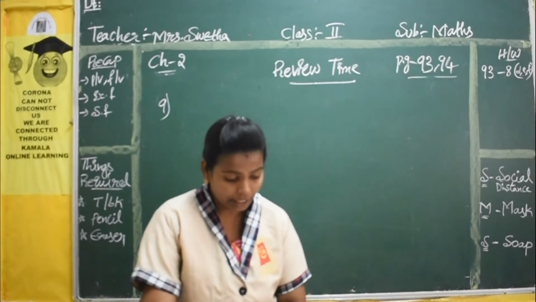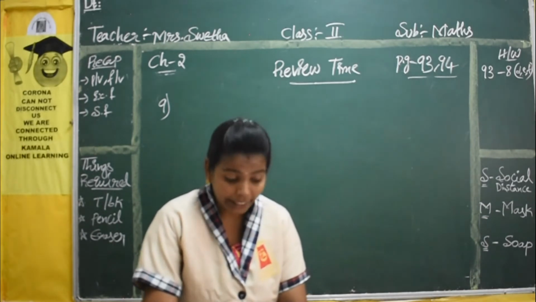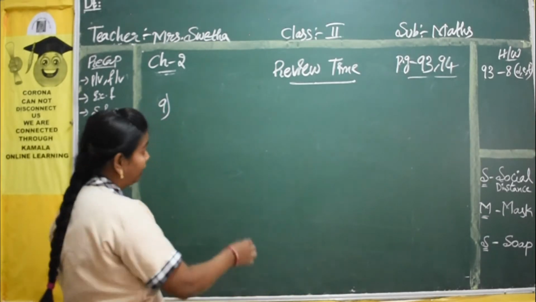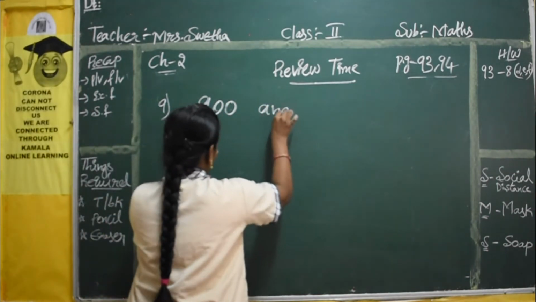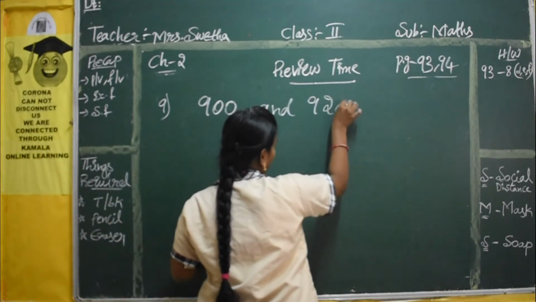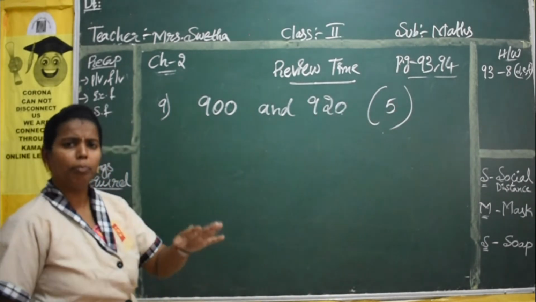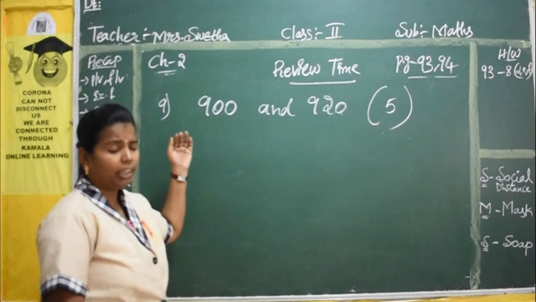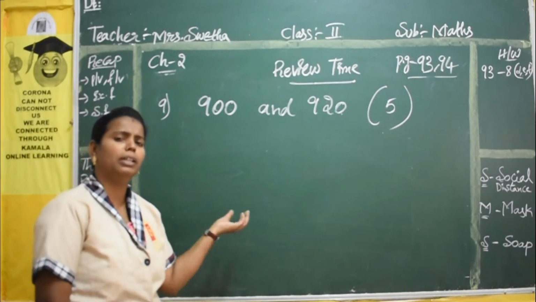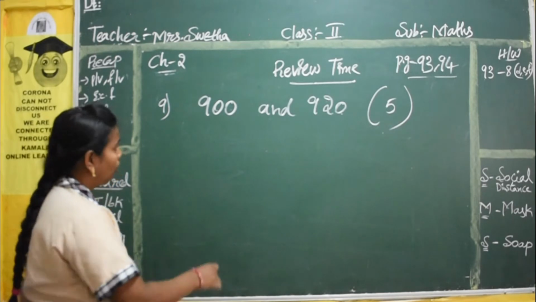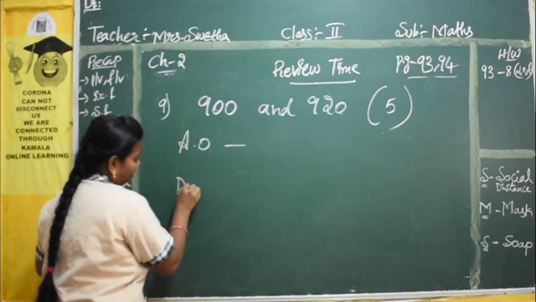You are having, here in the ninth bit, the question: write any 5 numbers between 900 and 920. Any 5 numbers of your wish. You can take the first 5 numbers, or the last 5 numbers, or the middle 5 numbers, any numbers you wish. But they should be in order, ascending order or descending order.